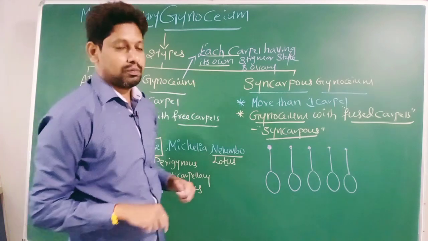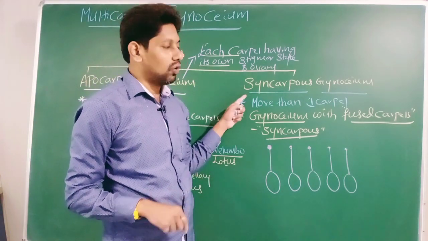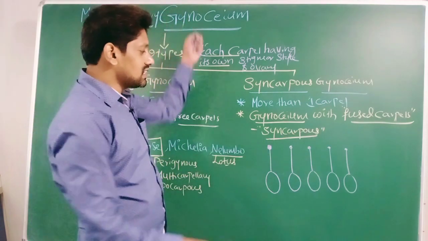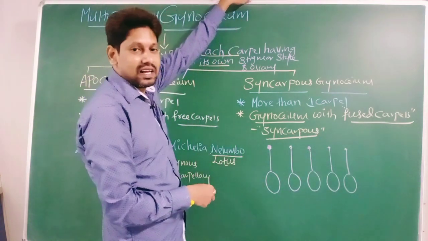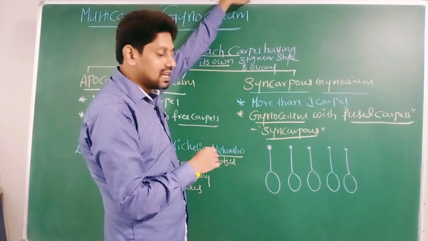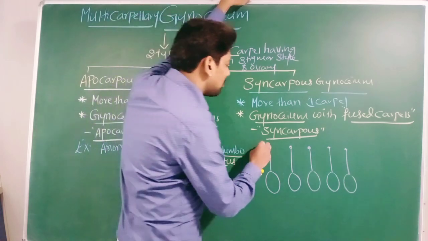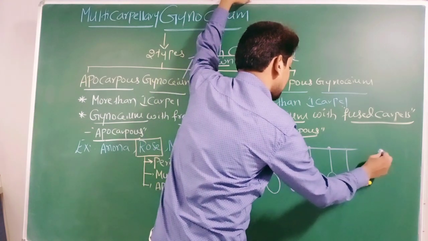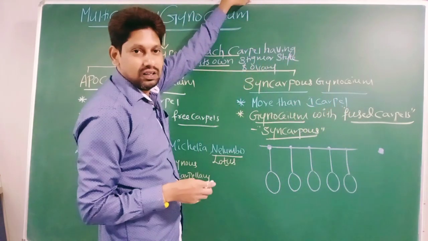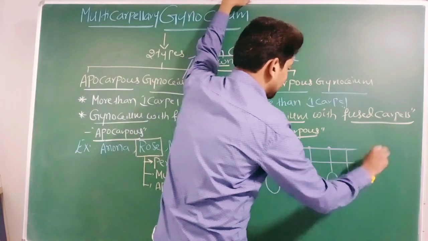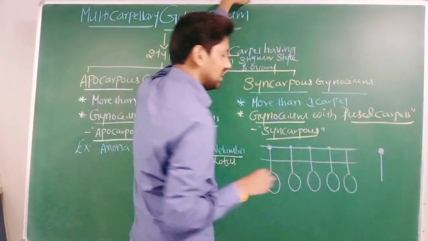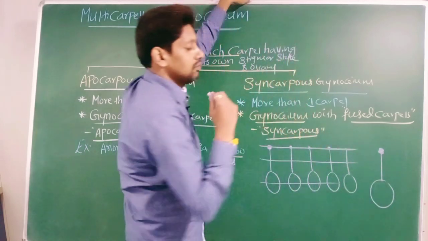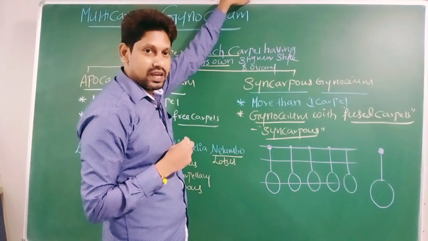Now go for syncarpous gynecium. Sir, I already told you syncarpous means carpels are fused. Yes or no? Right? Sir, here how many carpels are there, sir? 5 carpels are there. Stigmas of all the 5 carpels are fused and form a single stigma. Styles of all the 5 are fused and form a single style. Ovaries of all the 5 are fused and form a single ovary. Is this statement okay? Right.